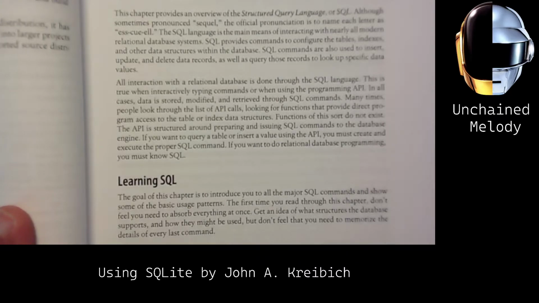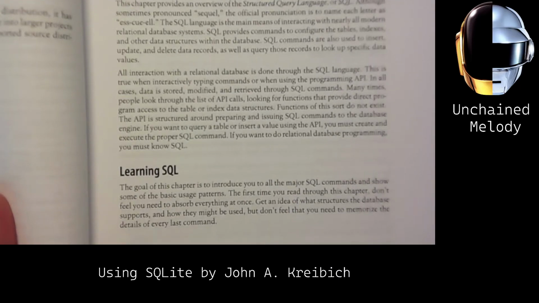Many times, people look through the list of API calls, looking for functions that provide direct program access to the table or index data structures. Functions of this sort do not exist. The API is structured around preparing and issuing SQL commands to the database engine. If you want to query a table or insert a value using the API, you must create and execute the proper SQL command. If you want to do relational database programming, you must know SQL.